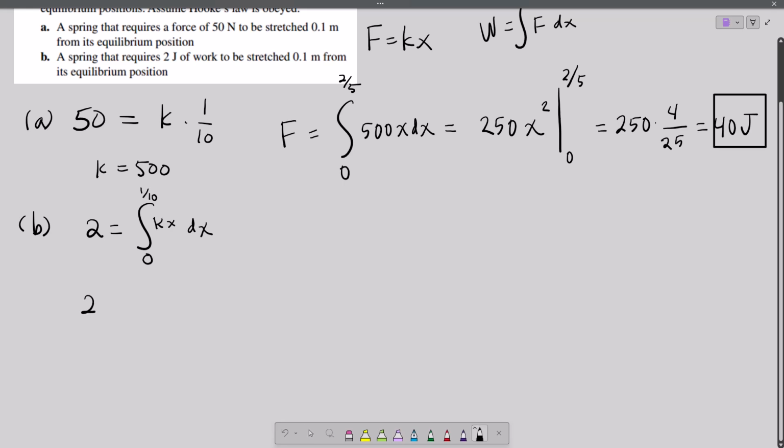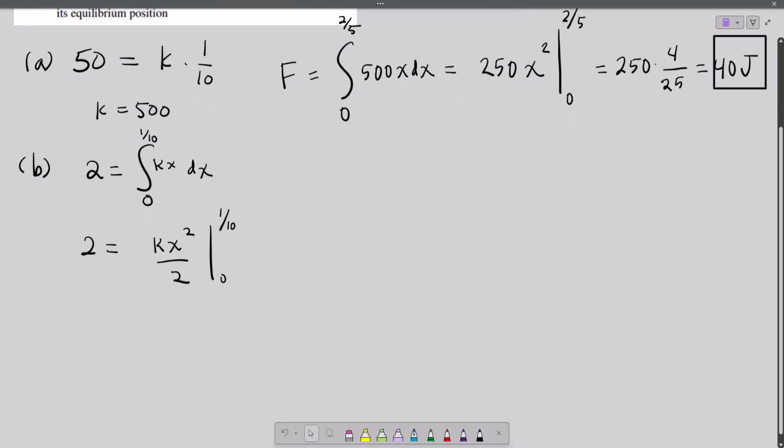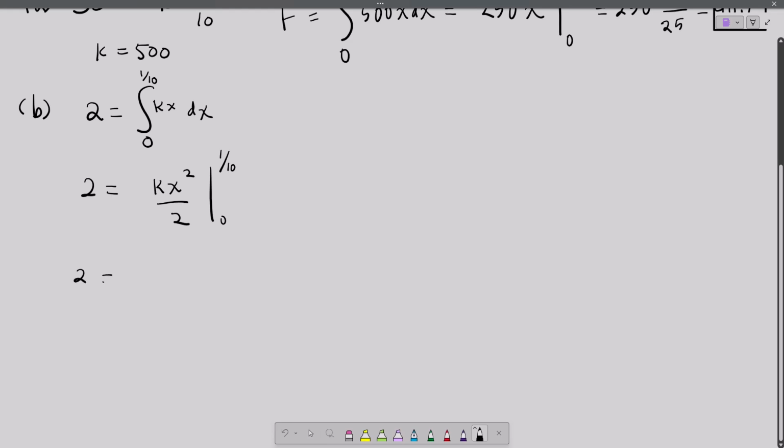Well, we can do this integration, right? This is kx squared over 2 from 0 to 1/10. And actually, let's not do that. Let's come underneath. So this is going to be k divided by 2. And then 1/10 squared is 1/100th. And then we subtract off 0. There, k is all by itself, right? So here's how we can cancel it and get k. So k is going to be equal to, we multiply that, 200, so we get 400.